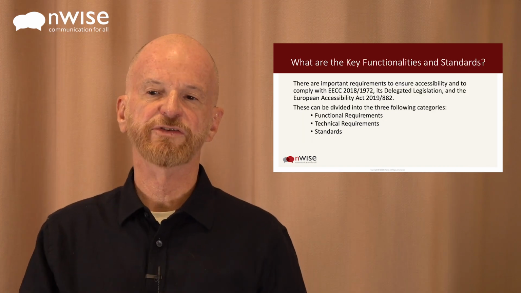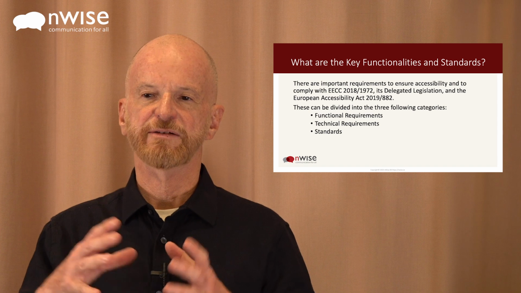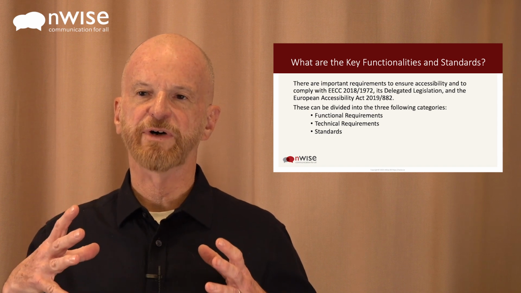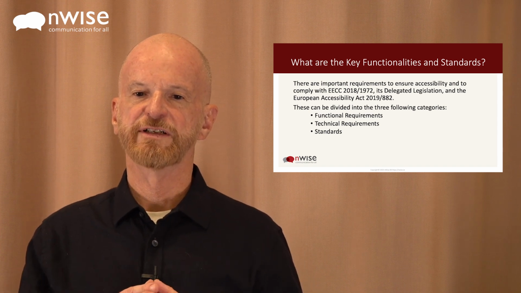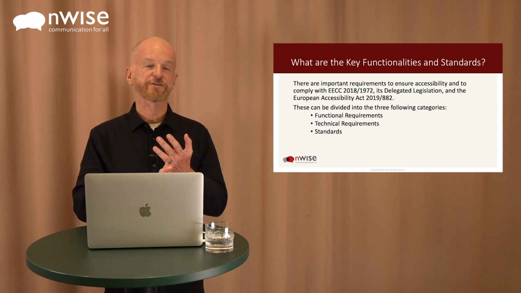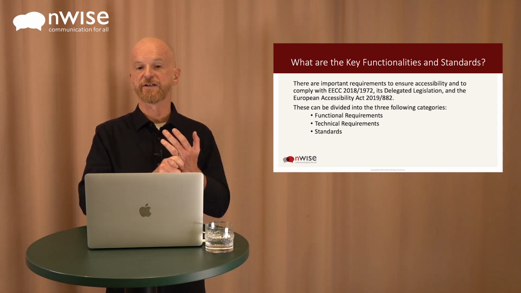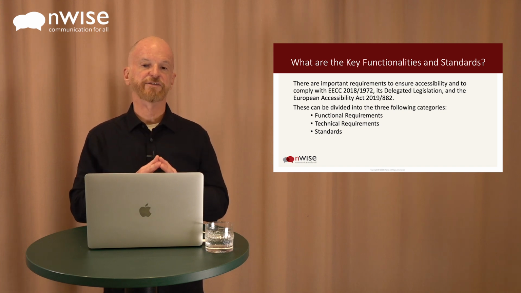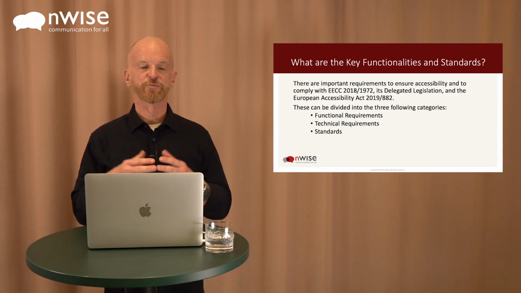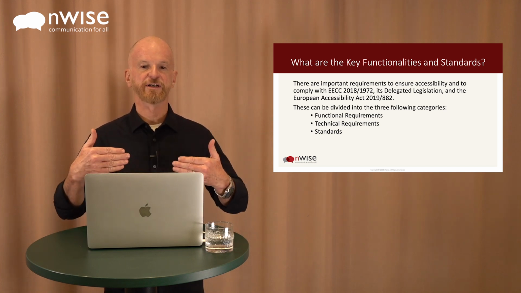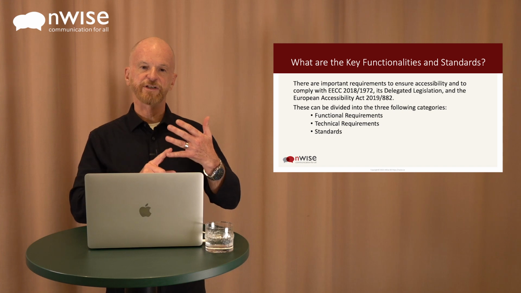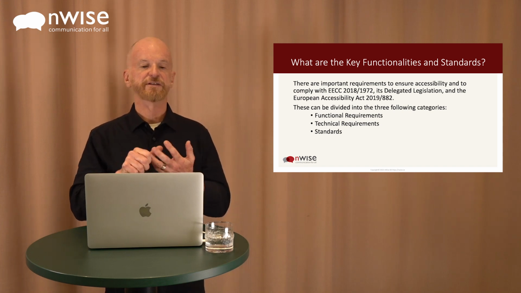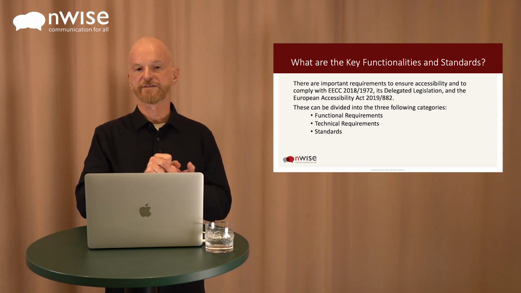What are the key functionalities and standards? To think about it, we have to keep in mind the EU legislation, the European Electronic Communications Code and its delegated regulation, and the European Accessibility Act. Those two legislations require accessibility in the whole European Union. When you think about the requirements and functionality, you should think about functional requirements, technical requirements, and standards.